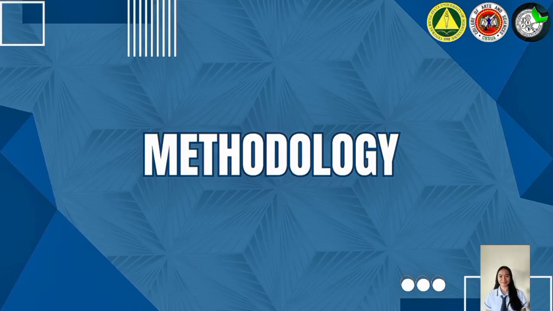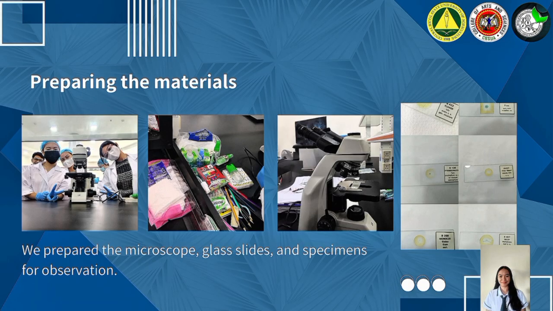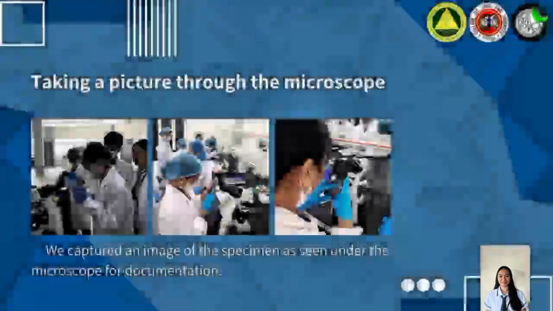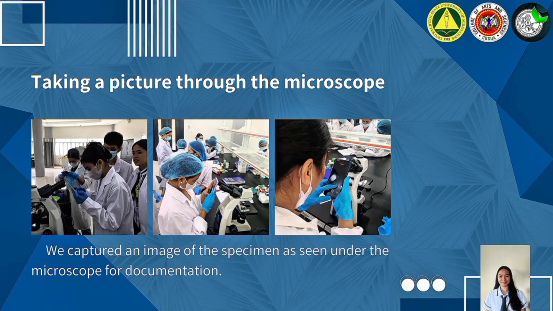Now, let's move on to the methodology. This section explains how we conducted our laboratory and the steps we followed to gather accurate information. First, preparing the materials. Second, setting up the microscope and observing the specimens. Third, taking a picture through the microscope.